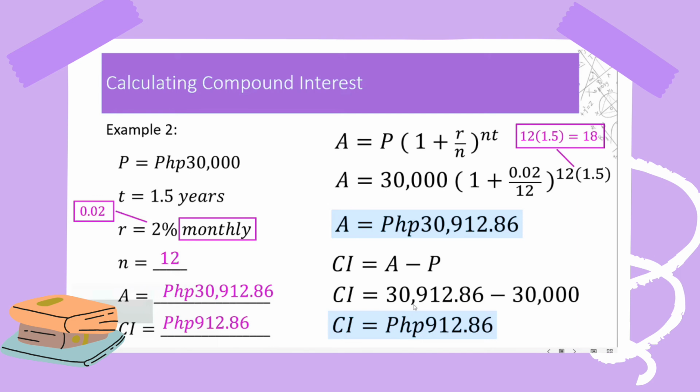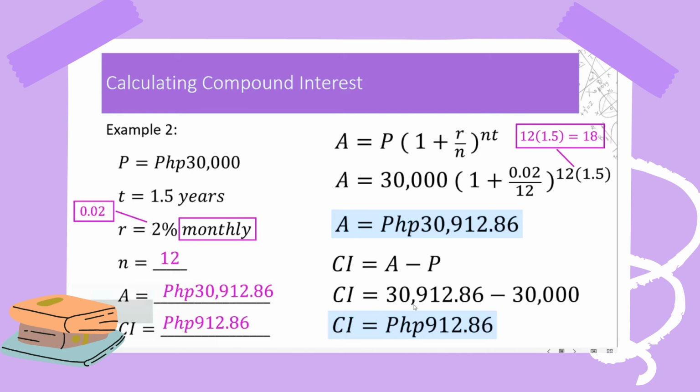1.0016667 raised to 18 is equals to 1.030429. Then, multiply that by the principal, 30,000 times 1.030429 is equals to 30,912.86 pesos. So, after 1.5 years, the total amount will be 30,912.86 pesos.